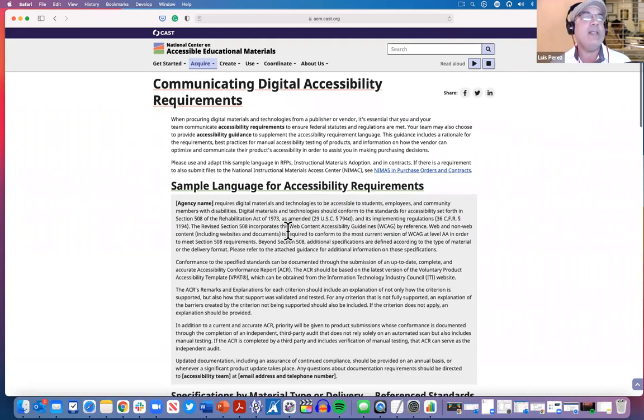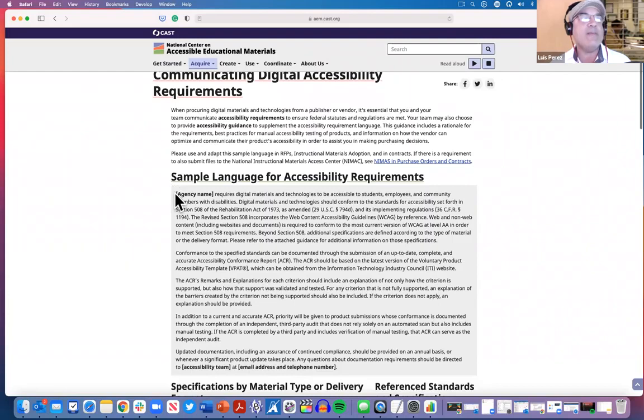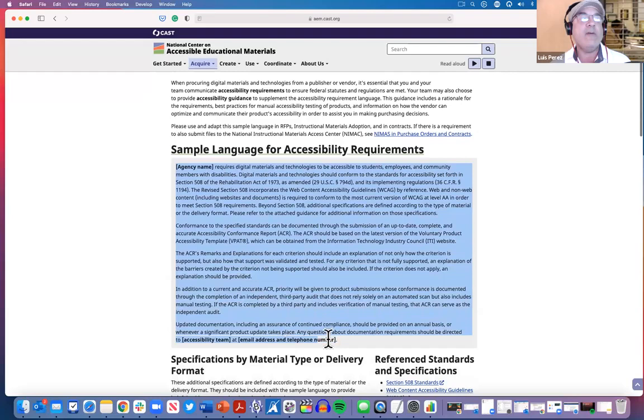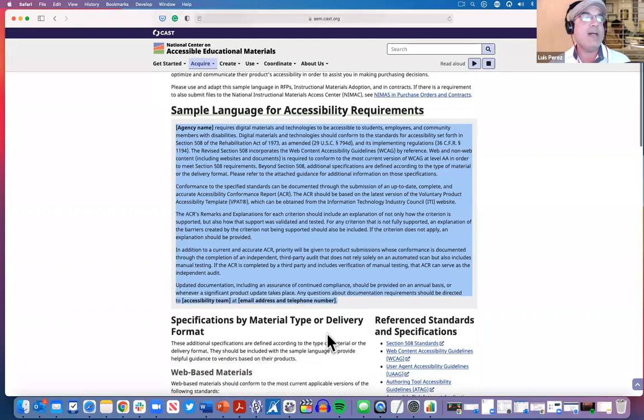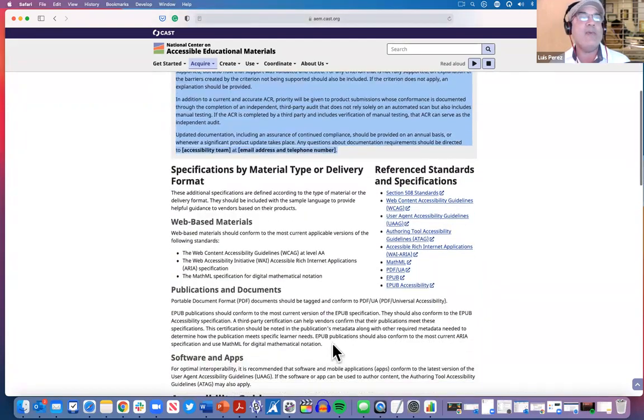So the first thing here is that there is some sample language here. So take a look at that sample language. That could be really helpful. It may answer some of the questions that you have, and this is something you can share as well. Then it's important to have an understanding of what standards are we addressing when we're procuring. So we have that information.